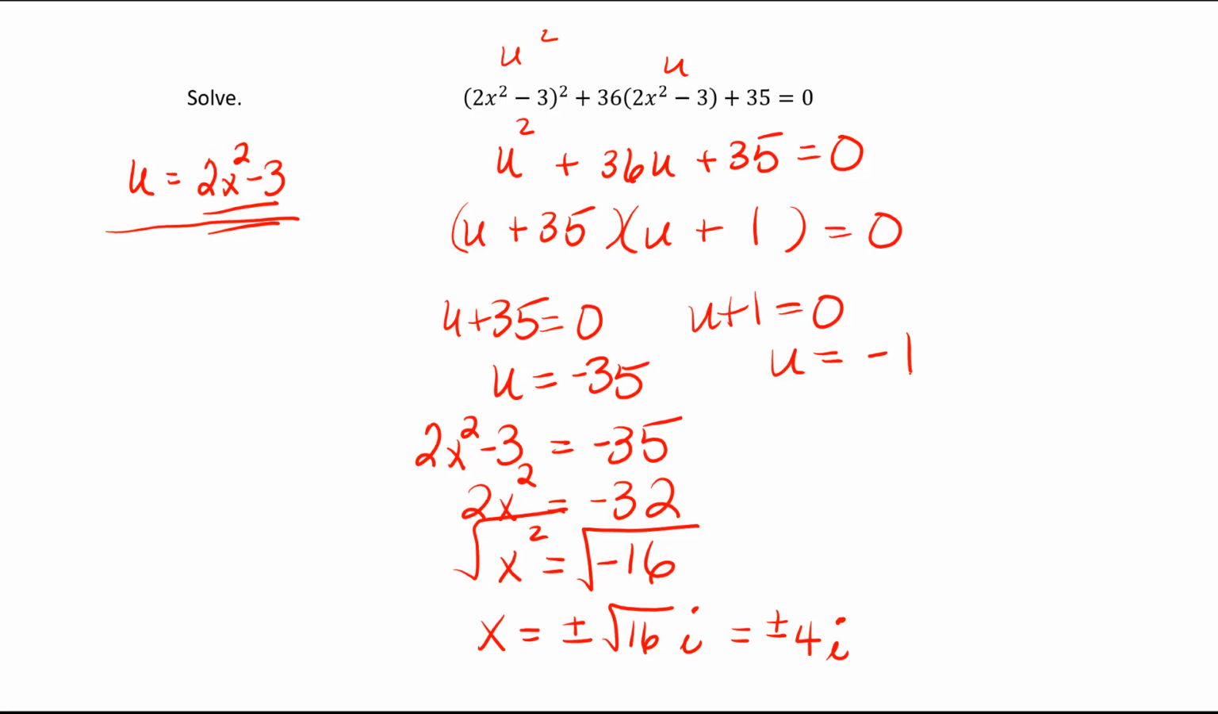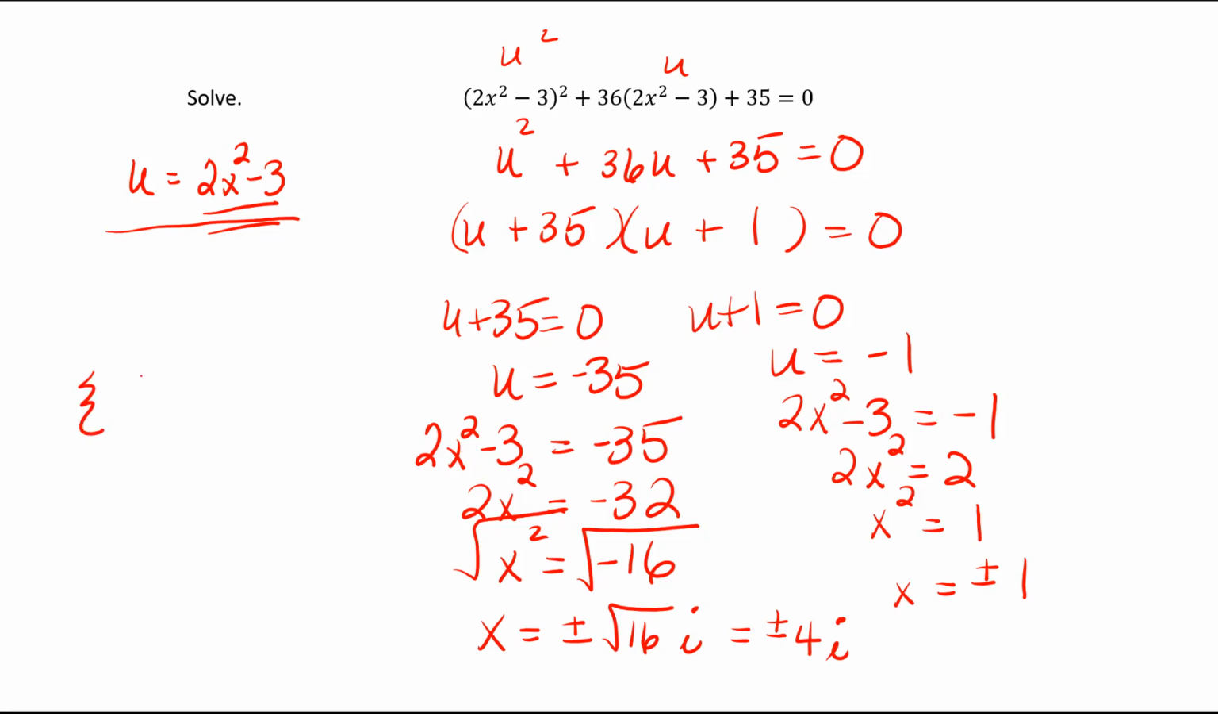And then up here I've got u equals negative 1. So again, I'm going to put 2x squared minus 3 back in for u. So 2x squared minus 3 equals negative 1. And then I'm going to add 3 on both sides. 2x squared equals 2, so x squared equals 1. So x equals plus or minus 1. So for the solution set, you've got plus or minus 1, and you've got plus or minus 4i for x. And I'm not going to go back and check that in the original equation, but they all work.